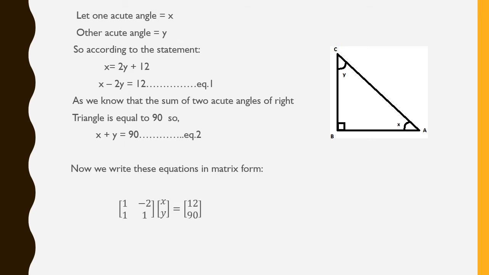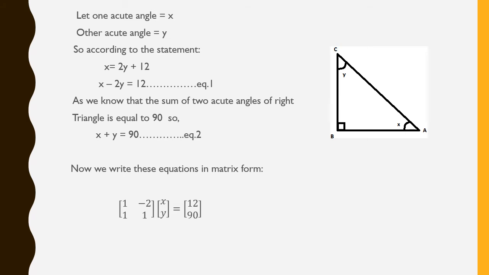Let's suppose the one acute angle is equals to x and the other acute angle is equals to y. According to the statement, we have given that one acute angle is 12 degrees more than the twice of the other angle. So twice of the other angle is equals to 2y and then 12 more. So the statement becomes x is equals to 2y plus 12. Now make a linear equation: x minus 2y is equals to 12.